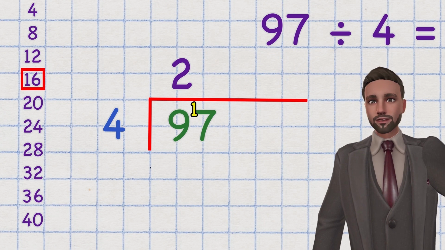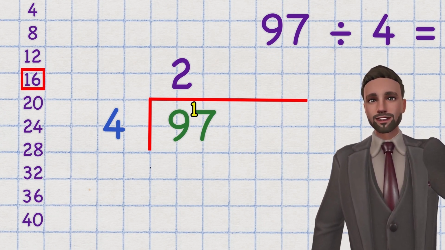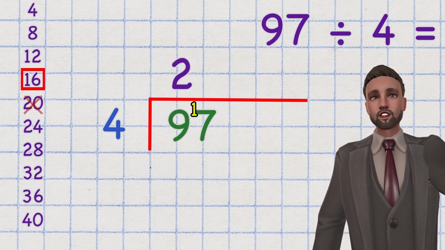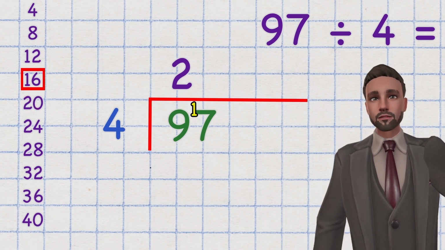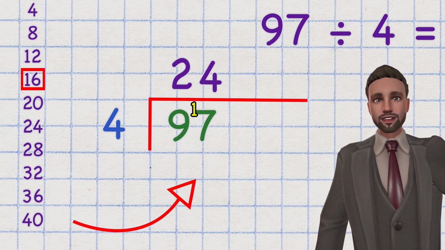Anything left over will be a remainder. So 16, which is 4 groups of 4, is as close to 17 as I can get. As I said, 20 was too many. So what I do is take that 16, which is 4 groups of 4, put the 4 above, and then subtract it from the 17 which I have.